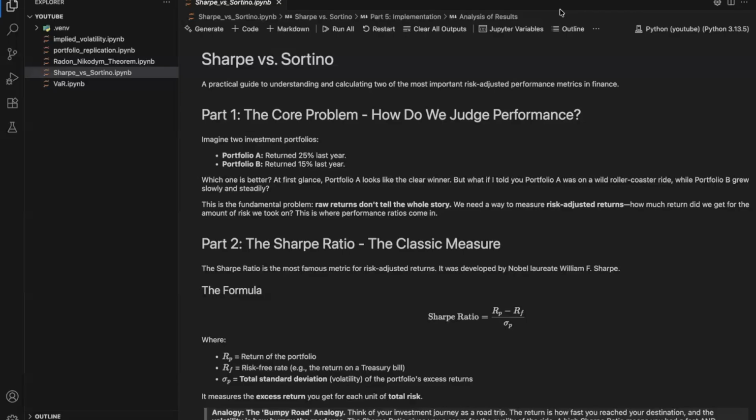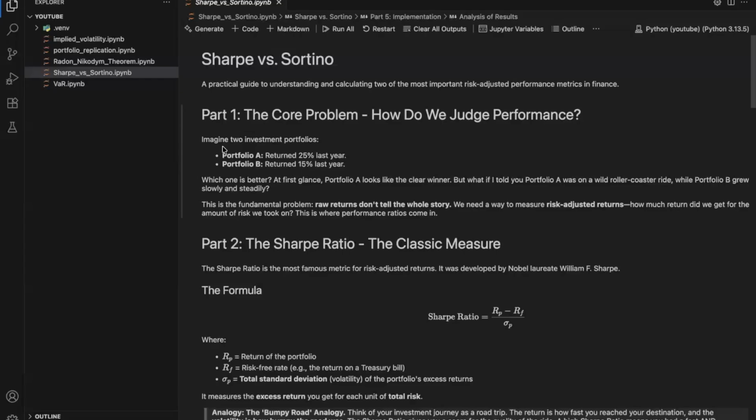Imagine two portfolios. Which one would you choose? Portfolio A has a 25% return last year and portfolio B has a 15% return last year. Which one would you choose? Portfolio A looks like a no-brainer, but what if I told you portfolio A's journey was wild, a stomach-churning roller coaster, while portfolio B grew slowly and steadily? Suddenly, the choice isn't clear.